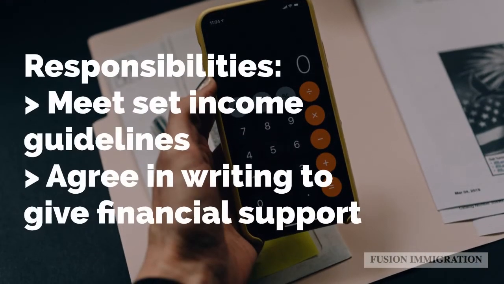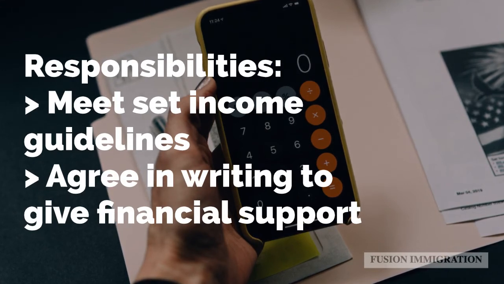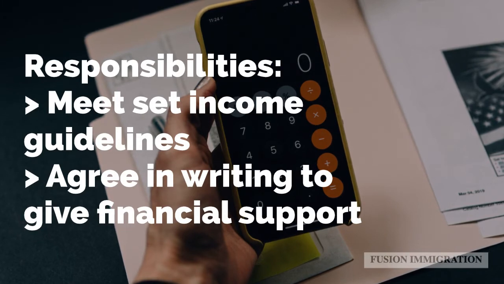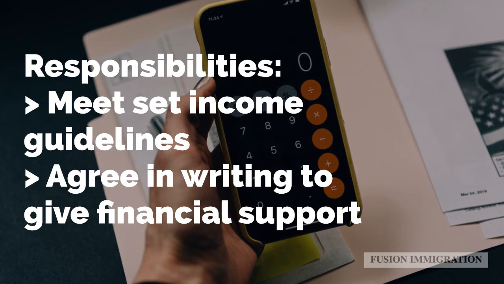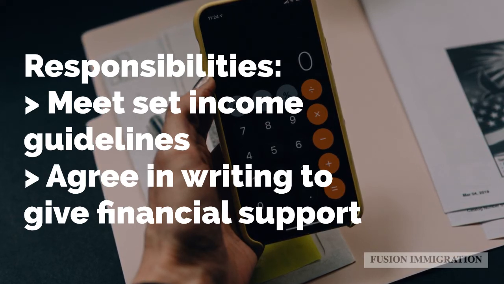When you sponsor a relative to become a permanent resident of Canada, you must meet set income guidelines and agree in writing to give financial support to your relative and any other eligible relatives coming with them. The person you sponsor must sign an agreement saying they will make the effort to support themselves.